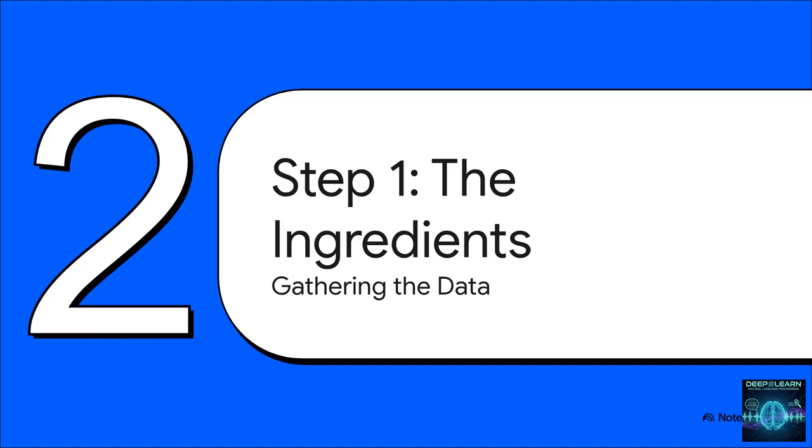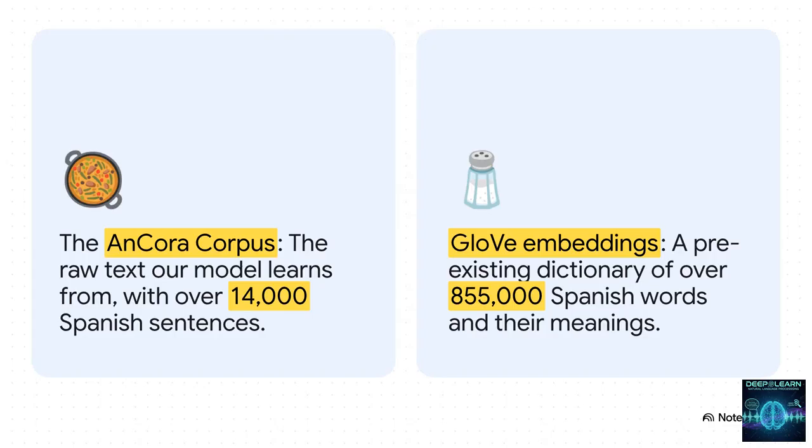Okay, step one, like any good recipe, it all starts with gathering your ingredients. You can't just whip up a world-class AI model out of thin air. You need top-notch, high-quality materials to work with. So, what's on our shopping list? We need two main things. First up, the main course, the corpus. Think of this as our raw text.